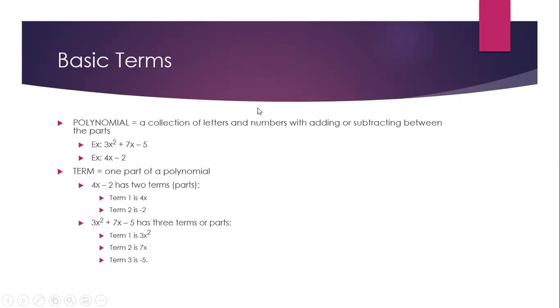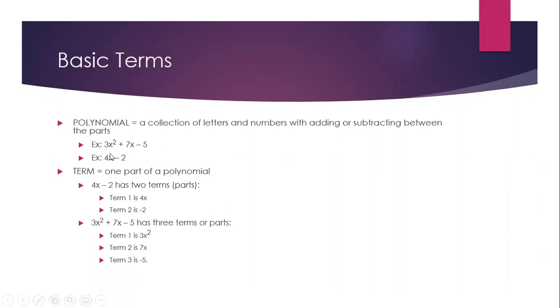And we're going to talk about how to split those into parts so that we don't smush everything together in a way that doesn't really make sense. So we're going to try to look at it and split it into reasonable parts. The way we're going to do that is we're going to say term. A term is one part of a polynomial.